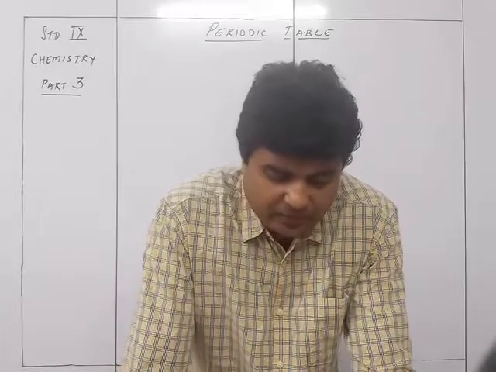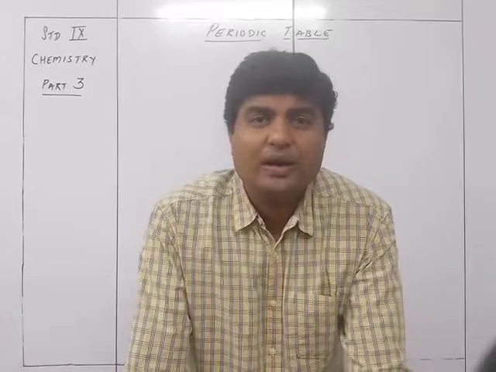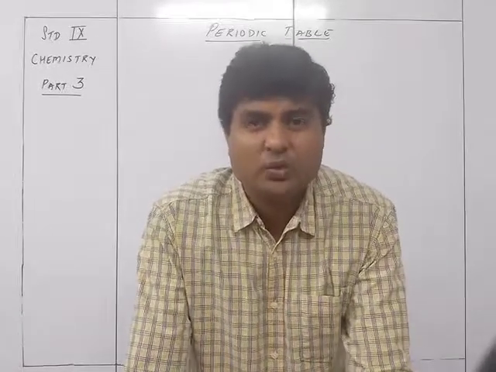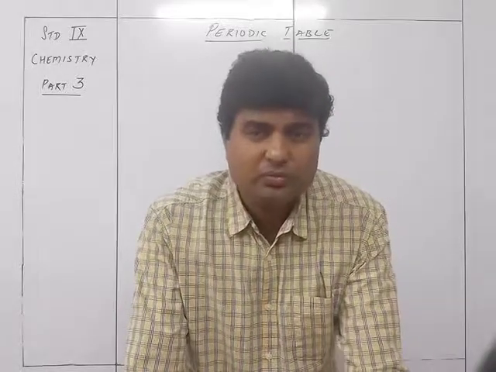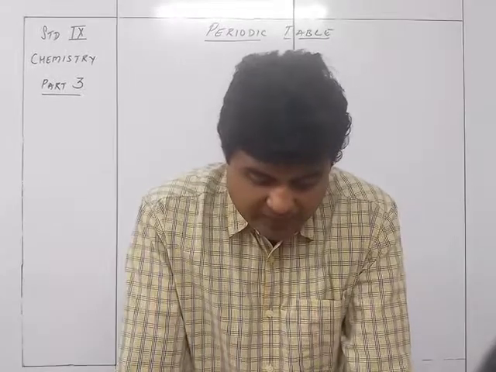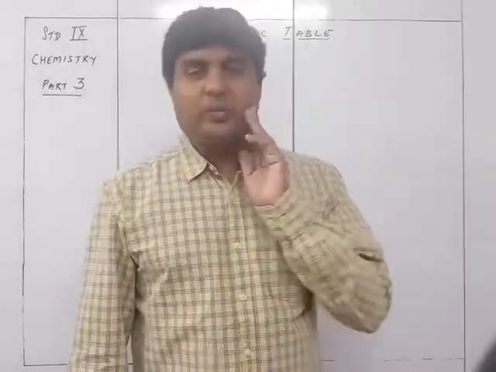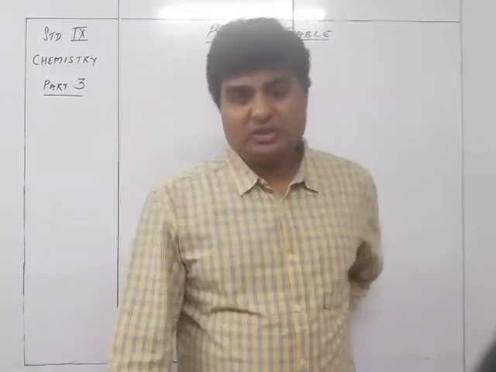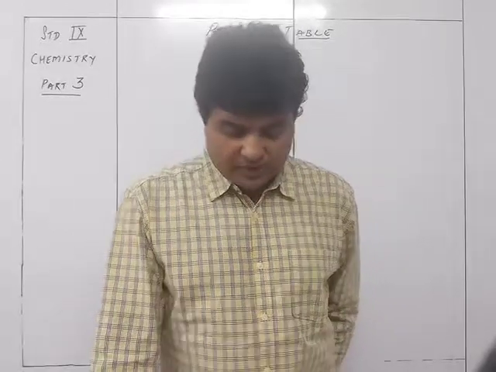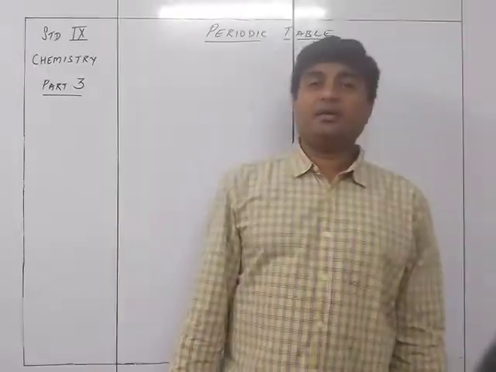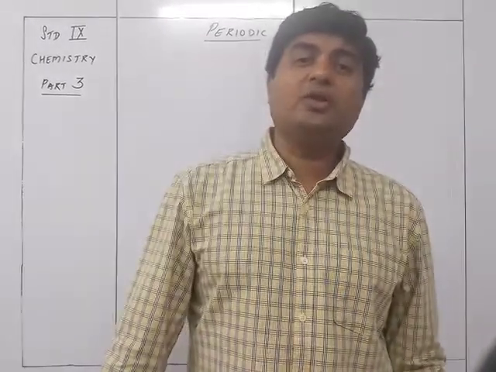Atomicity: we know that they are diatomic. All the halogens are diatomic. Whenever you write chlorine in symbolic form, you will write Cl2. Iodine will be I2, bromine will be Br2. So that is diatomic in nature: fluorine F2, Cl2, Br2, I2. As for state, fluorine and chlorine are gaseous, but bromine is liquid at room temperature and iodine is solid. So iodine is a solid at room temperature, bromine is a liquid, and fluorine and chlorine are gaseous.